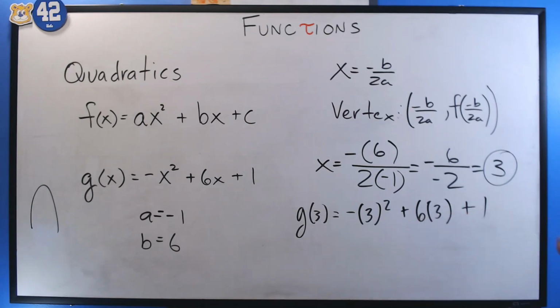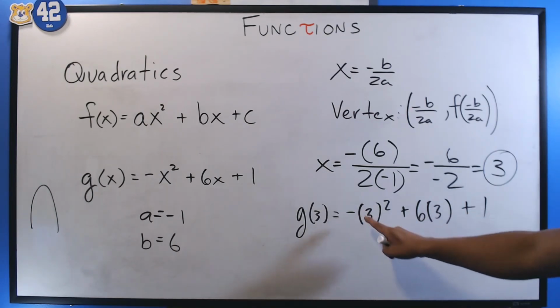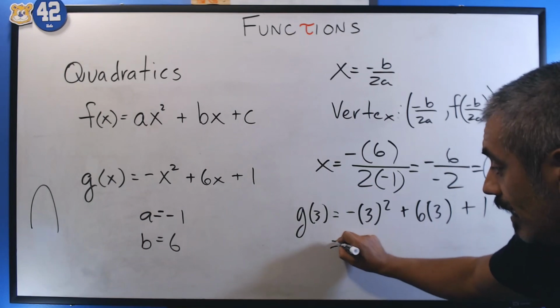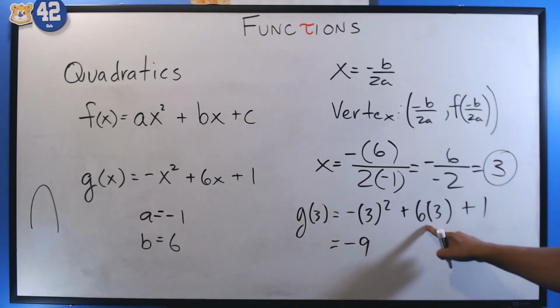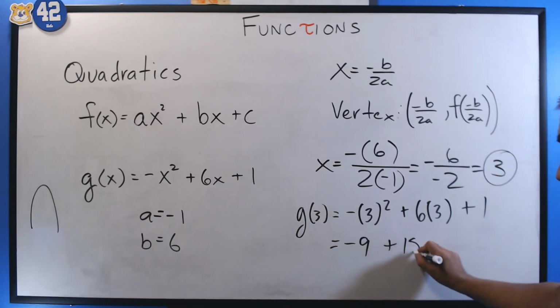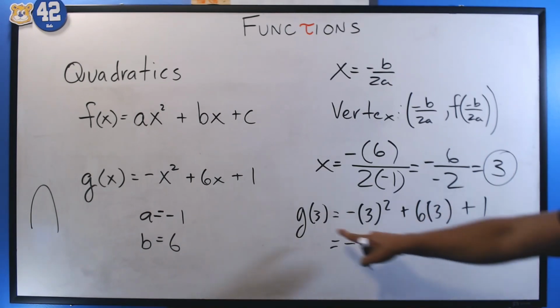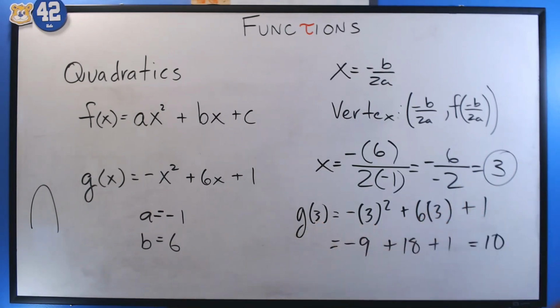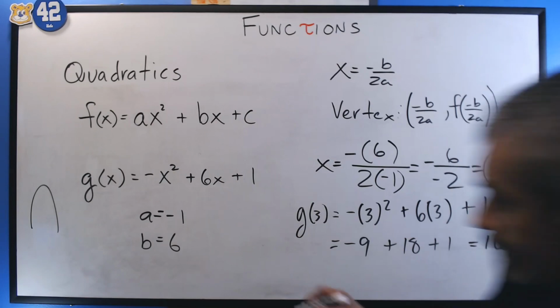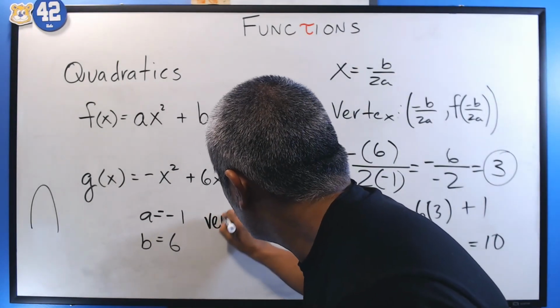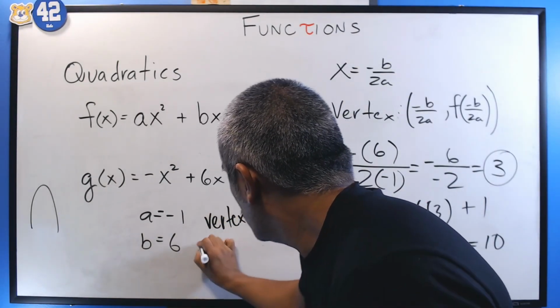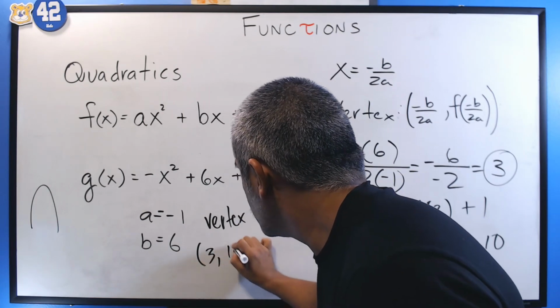And now we have here negative 3 squared is 9, so this is going to be negative 9. 6 times 3 is 18, plus 18, plus 1. And finally, negative 9 plus 18 is 9, plus 1 is 10. That means that our y value that corresponds with this x value of 3 is 10. Our vertex is going to be 3, 10.